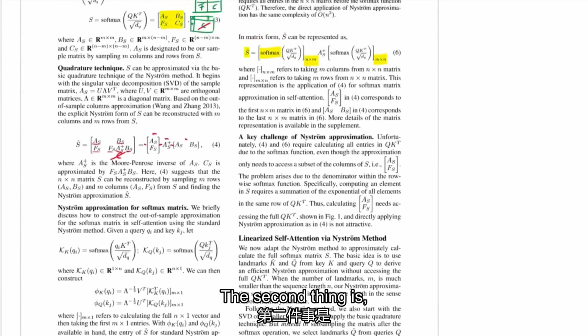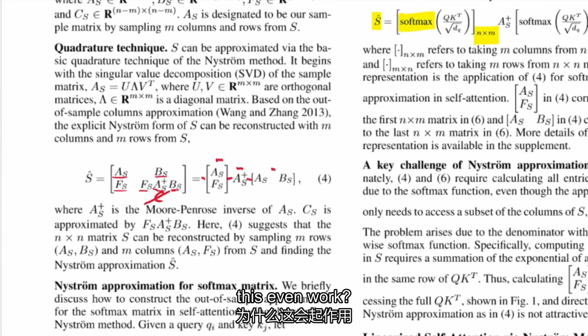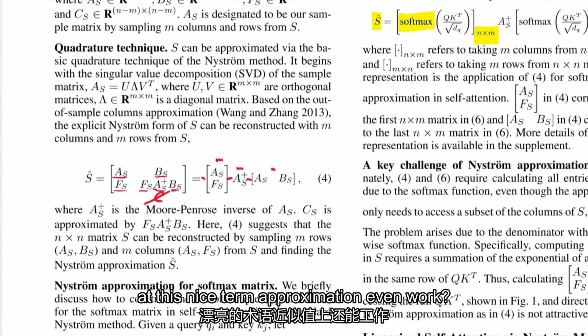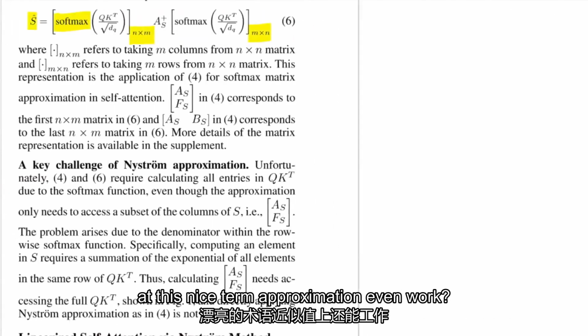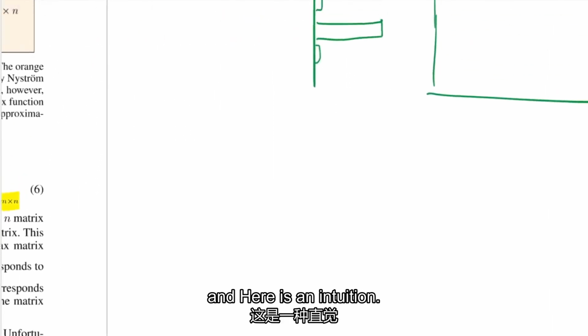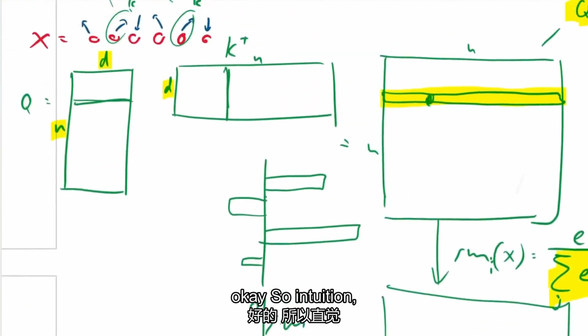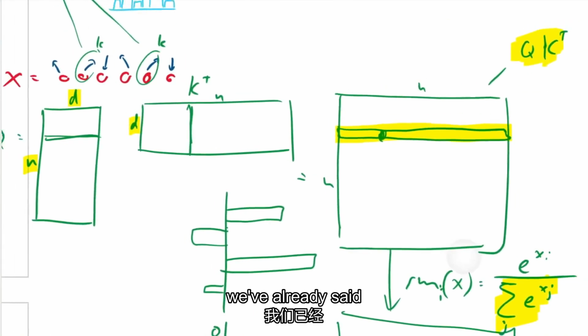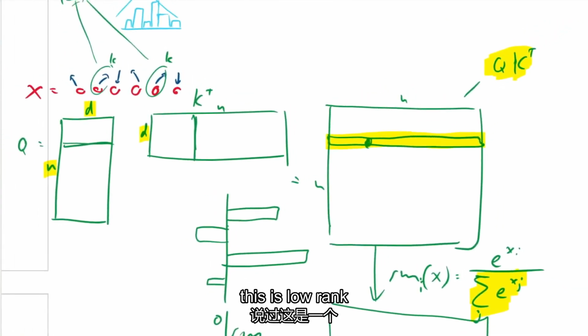The second thing is, why does this even work? Why does the softmax, this Nyström approximation even work? And here is an intuition. Okay, so intuition number one, we've already said this is low rank. This is a low rank matrix. And what does it mean to be low rank?